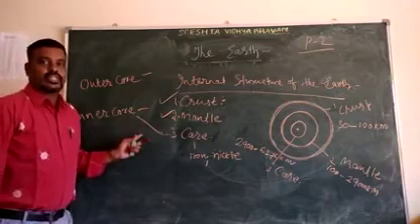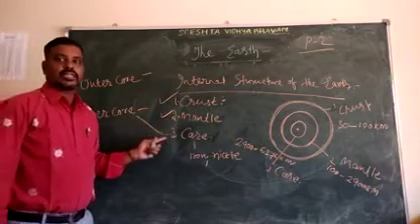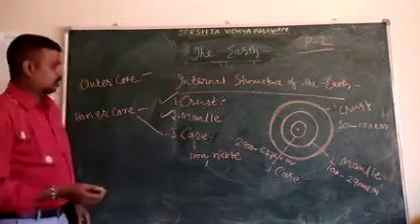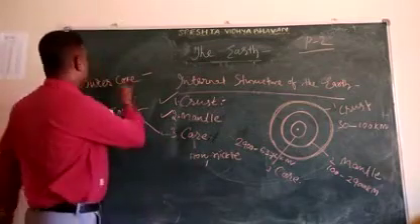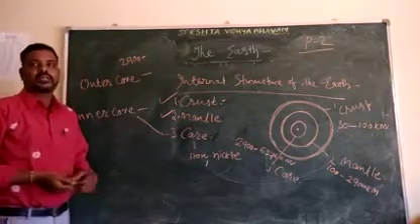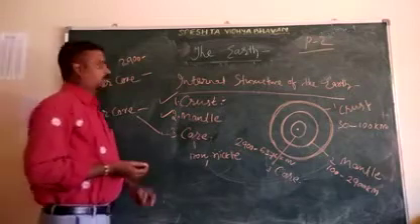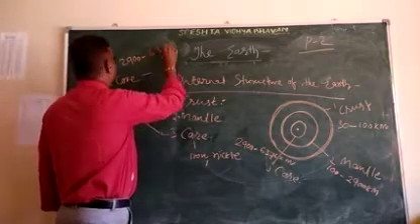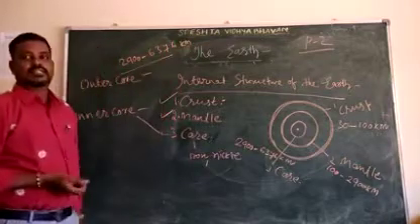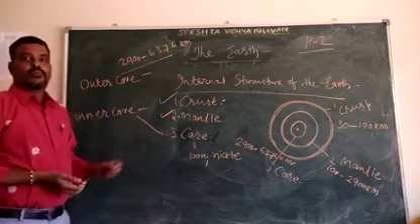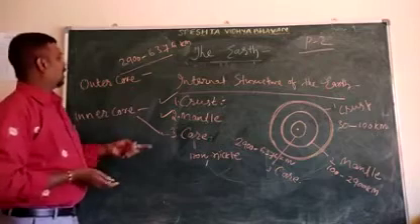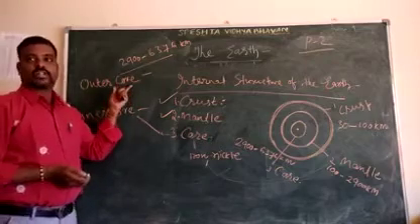The outer core thickness is 2,900 to 5,100 kilometers. It is composed of materials like nickel and iron. So here we can see nickel and iron in the outer core.